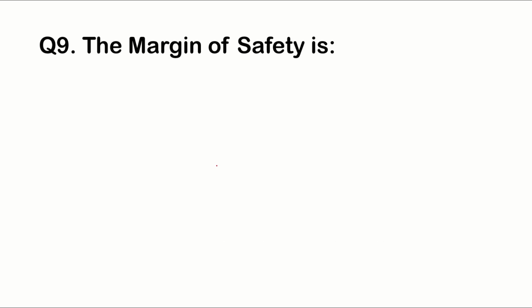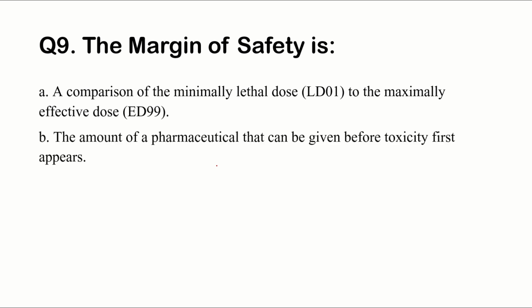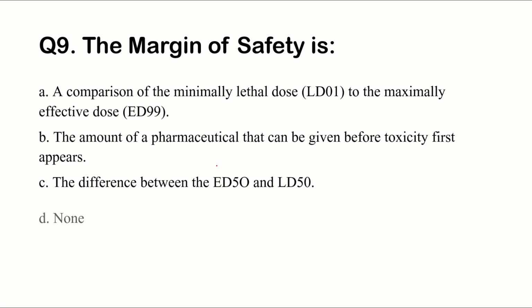Next, what is the margin of safety? Option A, it is a comparison of the minimal lethal dose, that's LD01, to maximum effective dose, that is LD99. B, the amount of pharmaceutical that can be given before toxicity first appears. C, the difference between LD50 and ED50. And the last option D is none. So the right answer is A: it is a comparison of the minimal lethal dose, LD01, to the maximal effective dose, LD99.